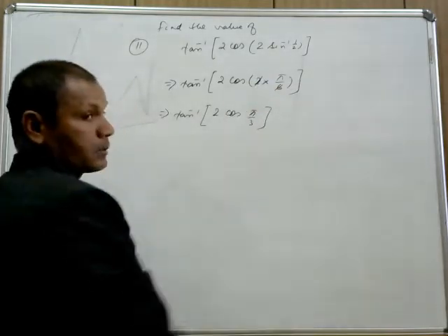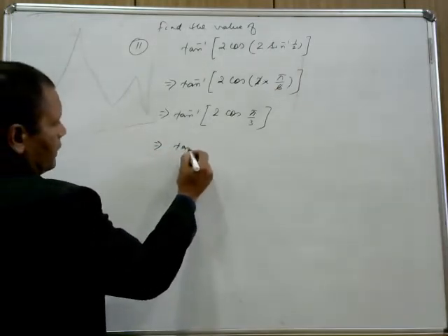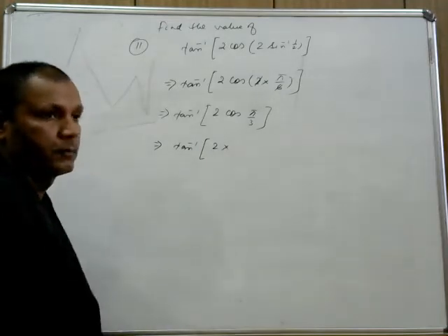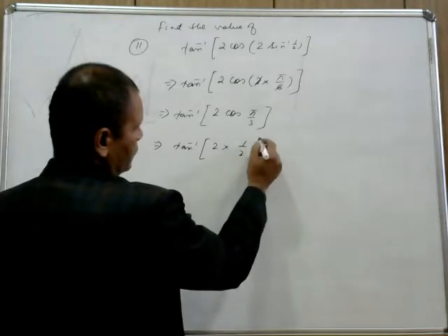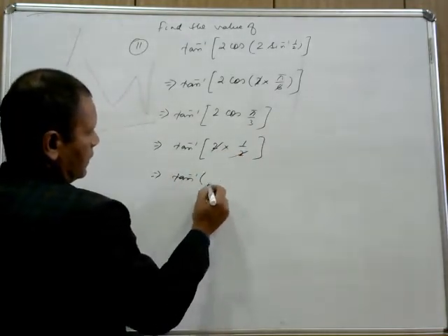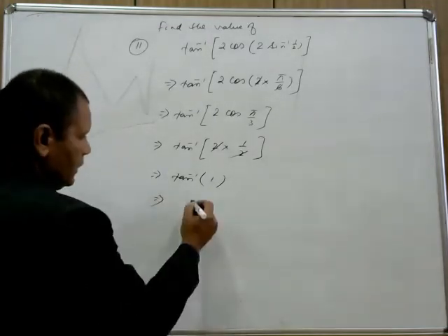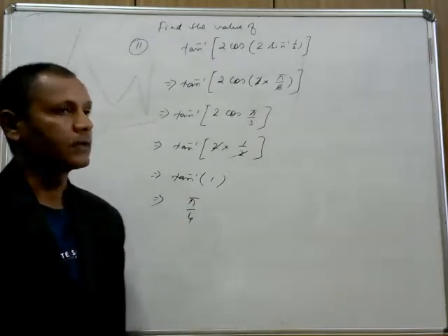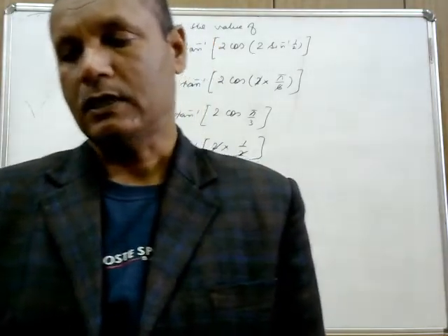Now tell me, what is the value of cos pi by 3? Do you remember? 1 upon 2. Cancel. Now what will we get? Tan inverse 1. Now tan inverse 1 is how much? Pi by 4. And that is the value of the given function tan inverse 2 cos of 2 sin inverse half.